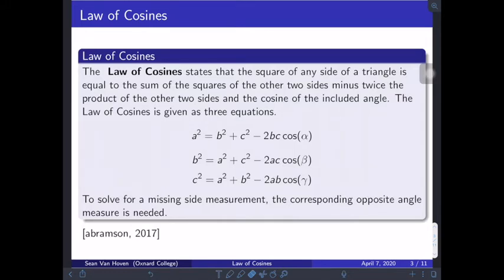The law of cosines comes with 3 different equations. All these equations are basically the same, just a matter of swapping out either the side or the angle that we're looking for.